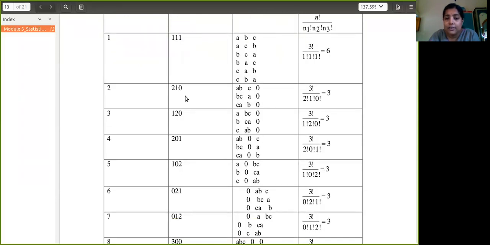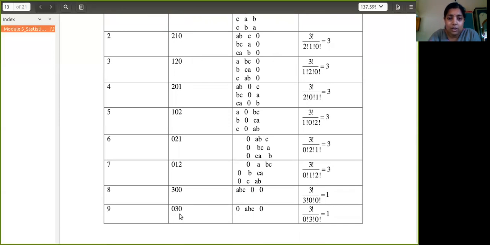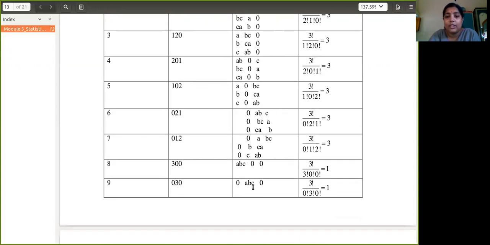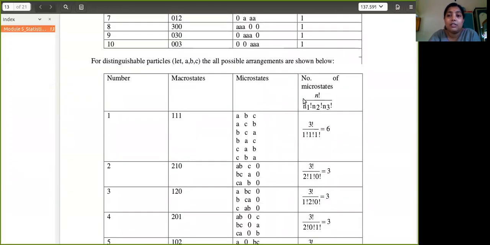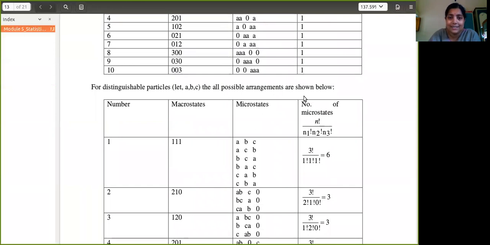Now if you look at the rest of the table, you can see that there are various combinations of particles in each cell. This column will be the macrostates, and this column, which has the details of which particle is in which cell, these are the microstates of the system. So the total number of microstates, if you add the fourth column, you will get ultimately 27, which is nothing but 3 to the power 3, where the first 3 is the number of cells and the next 3 is the number of particles.